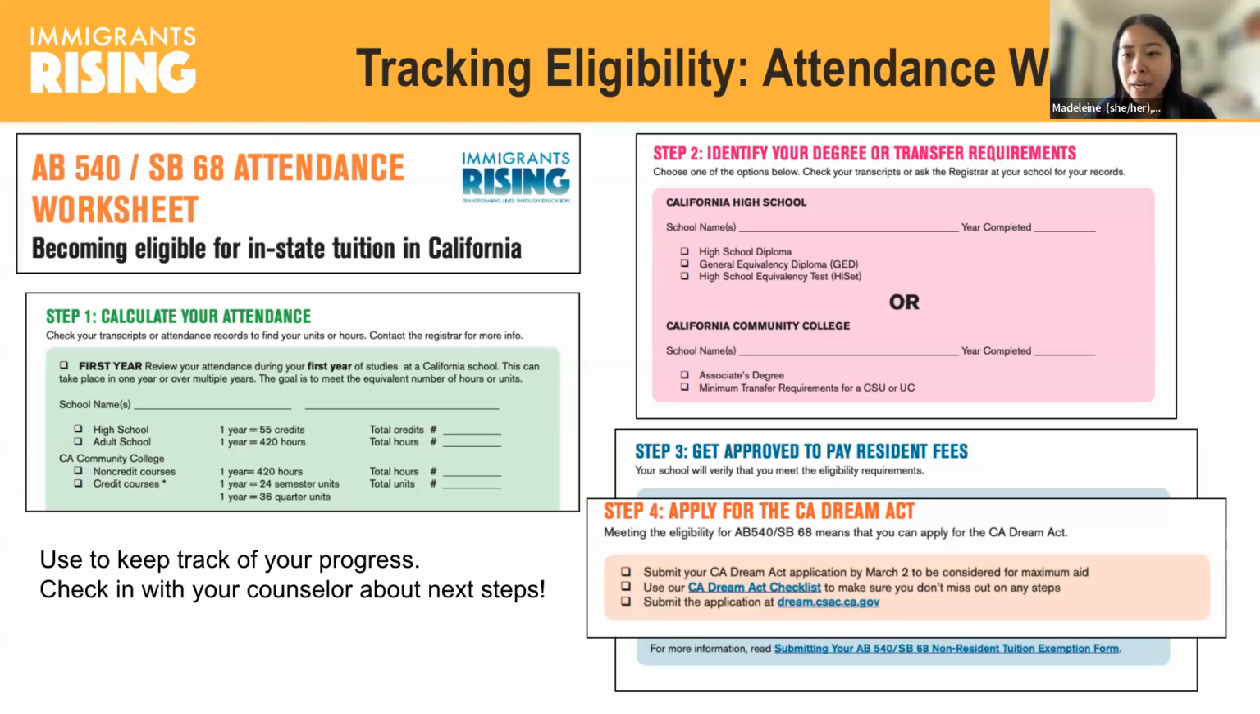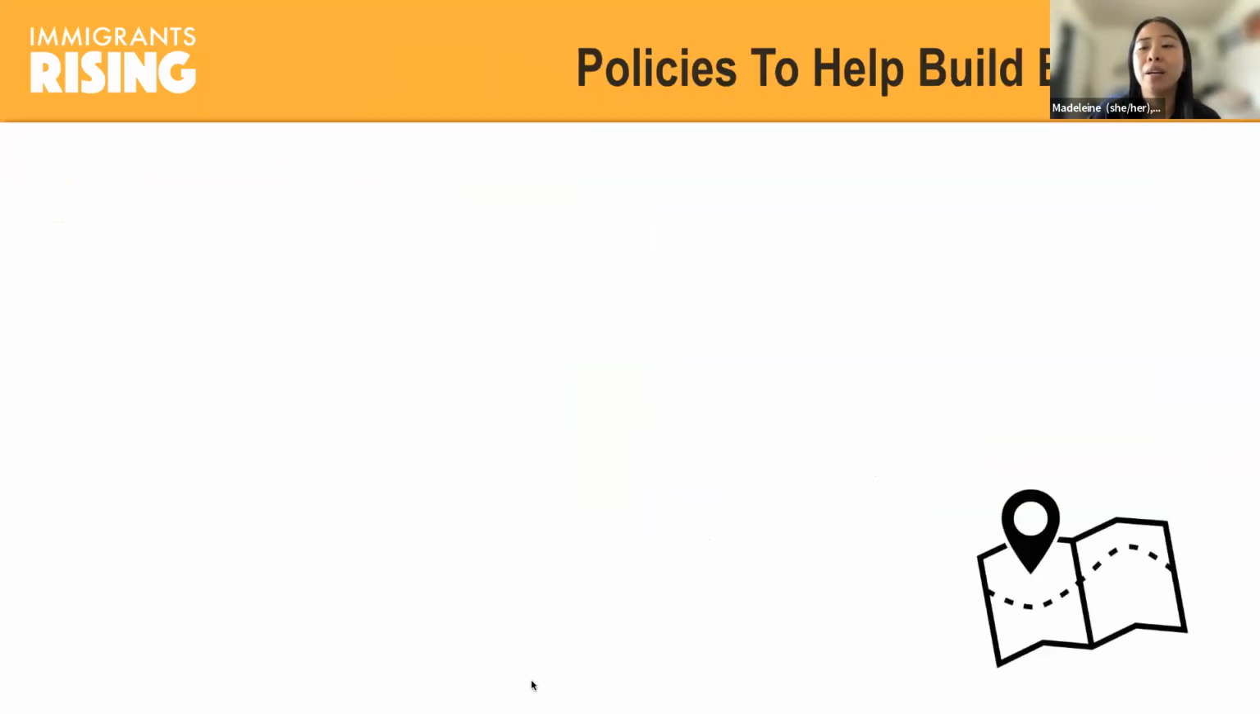With all of these in mind, it can still be really hard for students to meet the requirements just because of those non-resident fees and the time it could take for them to build those up as they're going through school. So today we're going to be talking about and highlighting different policies that folks have had, mostly at the California community colleges, to help students build their eligibility.